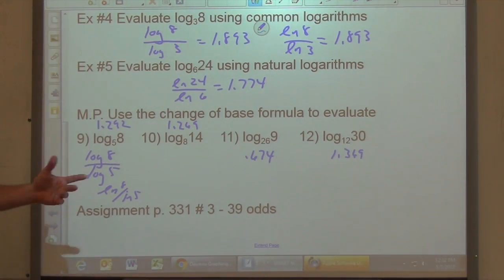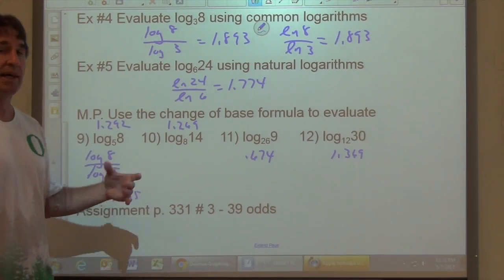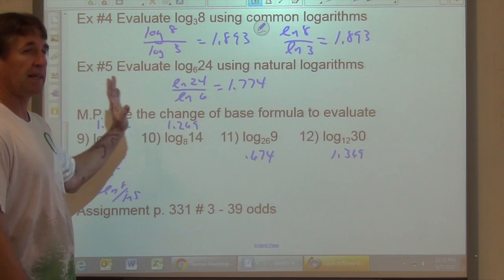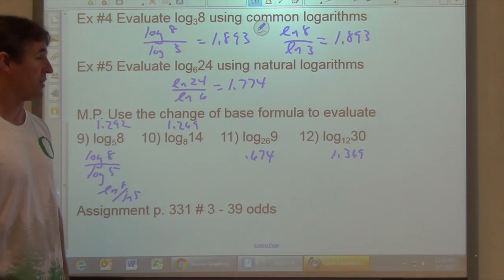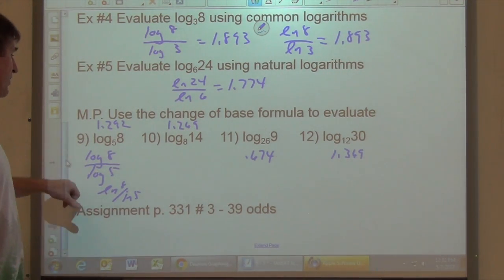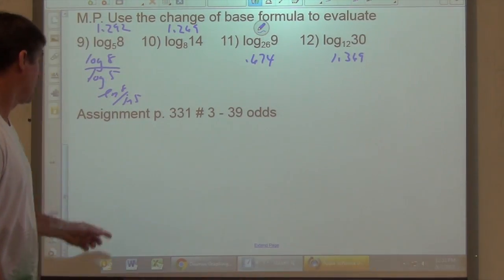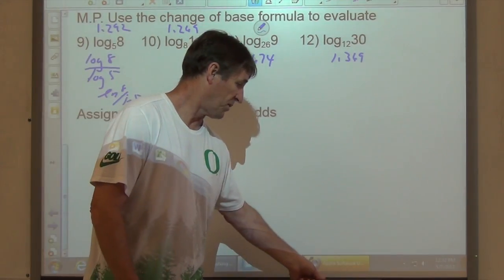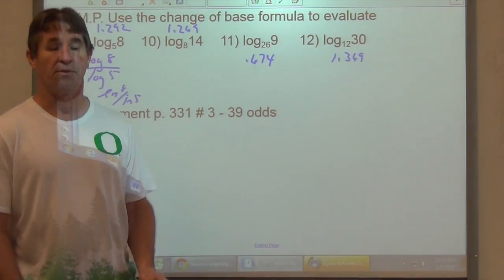So hopefully you'll find that these are fairly easy to go through. Again, please write down on your paper any questions you have on this lesson so that we can go over that before you get started on the assignment. The assignment for 6.5 is page 331, numbers 3 to 39, the odds. And hopefully you'll find this a pretty easy assignment to do. So, good luck.